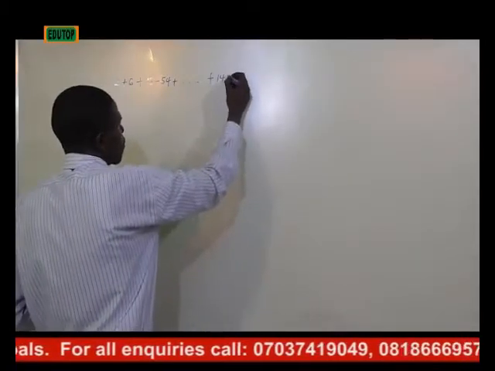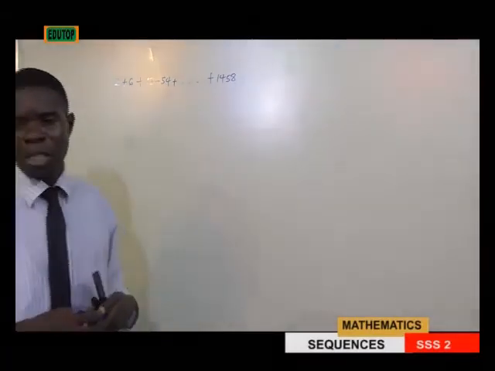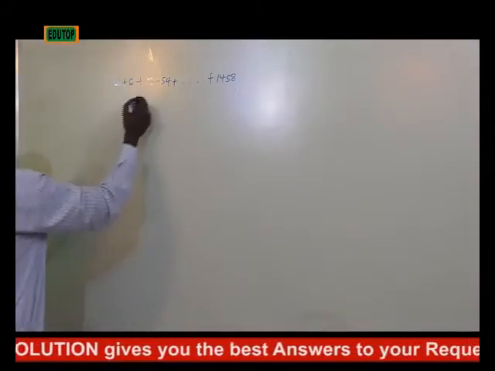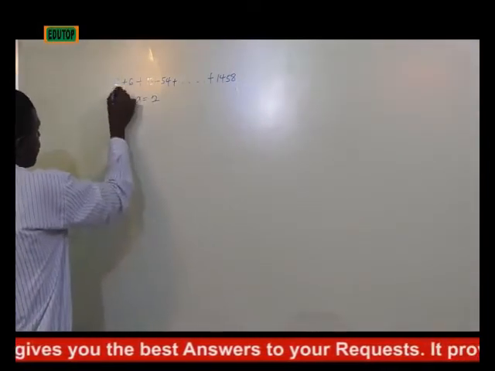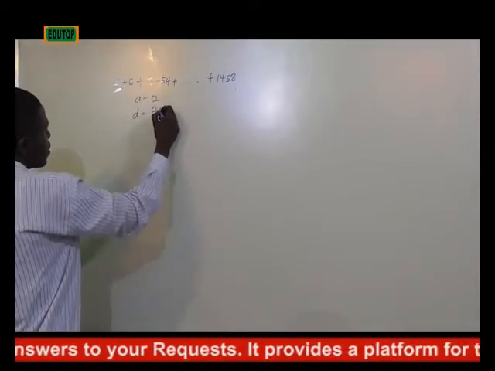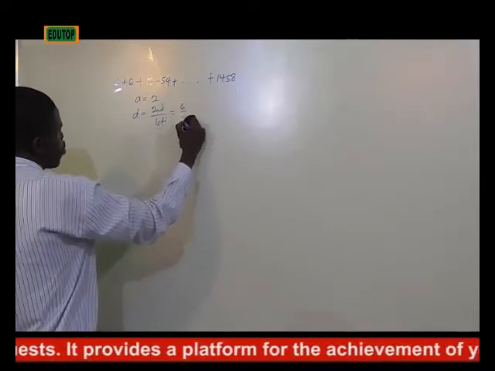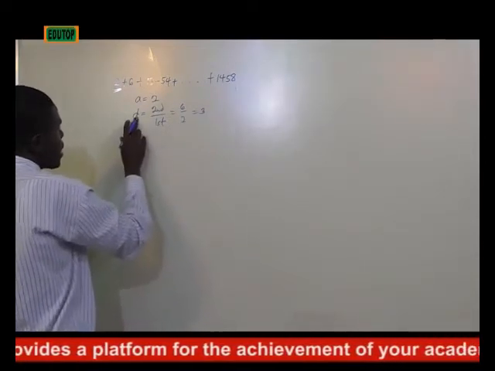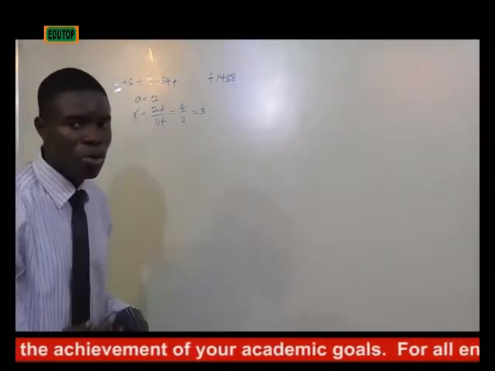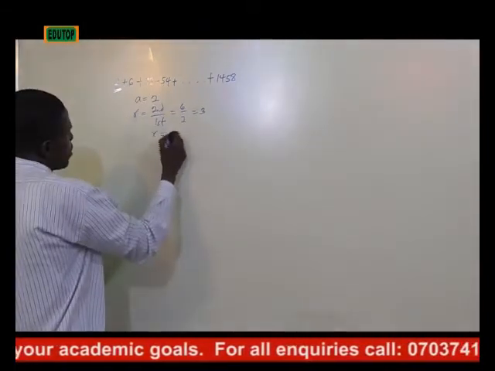plus 1458. We have to look for the sum of this GP. So if you look at this question very well, our A is 2, which is the first term. Our R will be the second term divided by the first term, and that gives 6 divided by 2, which is 3. I mean our R, not D, because we use common ratio in GP, not common difference.